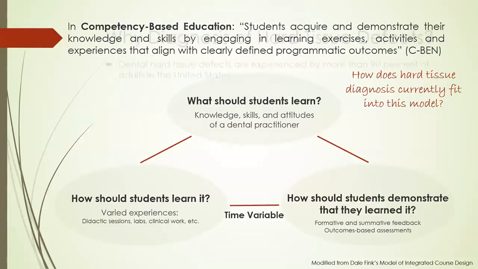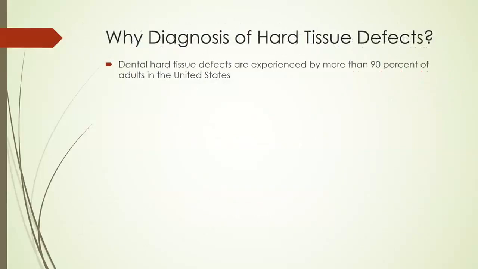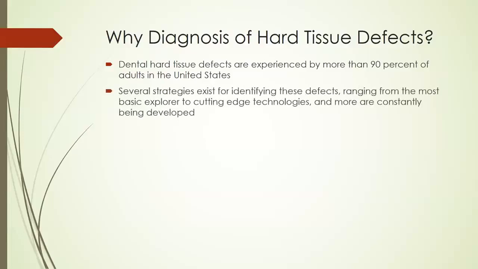Why did we choose to focus on hard tissue diagnosis? Hard tissue defects are common issues that all students will encounter in their dental practice. More than 90% of adults in the United States experience some type of pathology of hard tissue. Given their prevalence, numerous strategies have been developed for diagnosis, from basic physical exams utilizing an explorer to cutting-edge technologies, and more are constantly being developed.